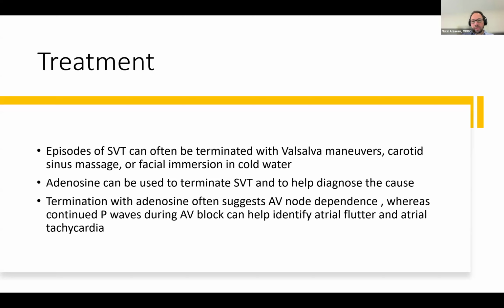The next step is adenosine, which can be used to terminate the SVT and simultaneously help diagnose its mechanism. Tachycardias that terminate with adenosine are typically AV node dependent, which is AVNRT and AVRT, whereas continued atrial activity, with continued waves seen during the AV blocking agent, is consistent with atrial flutter or atrial tachycardia.